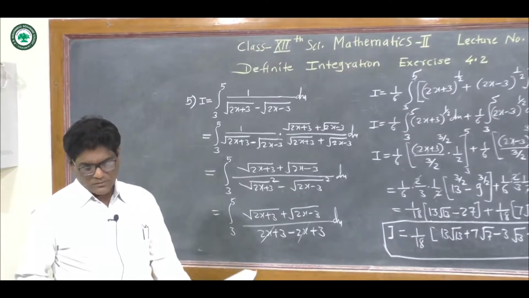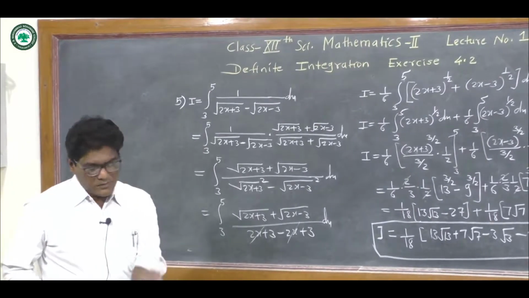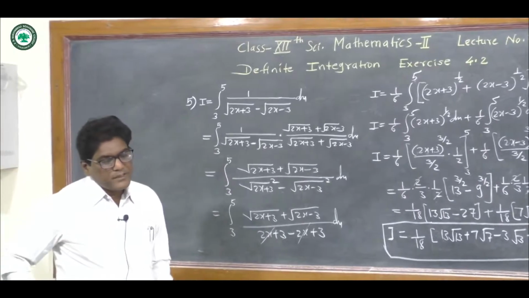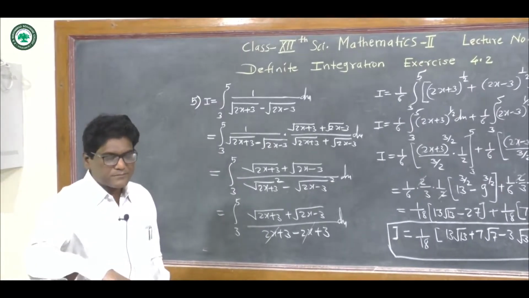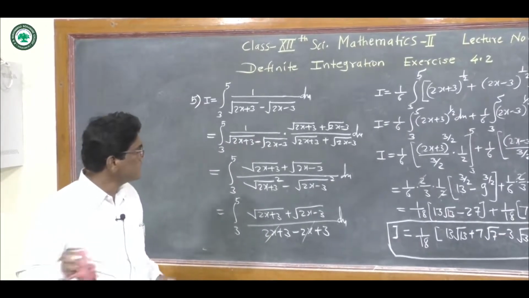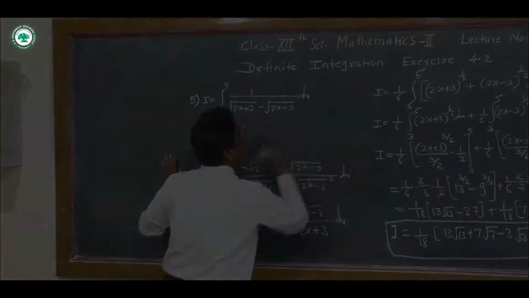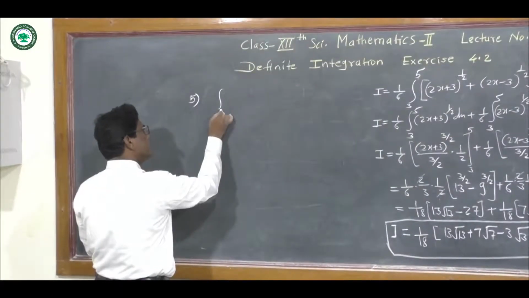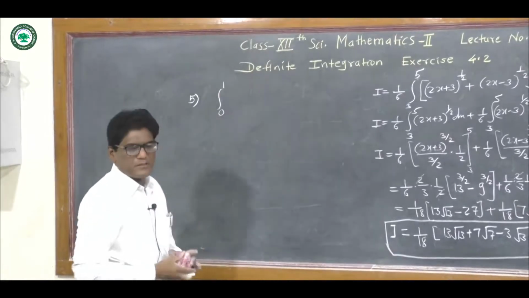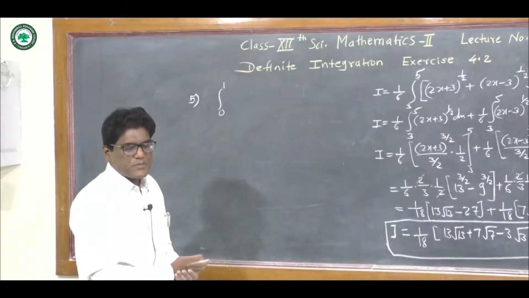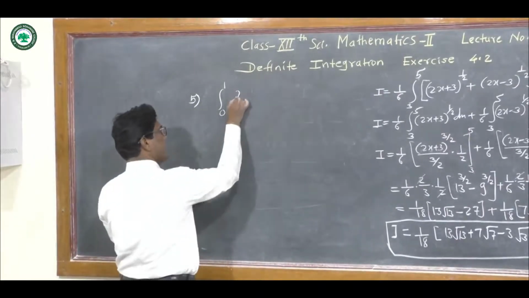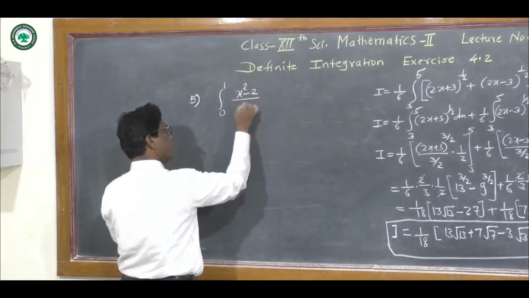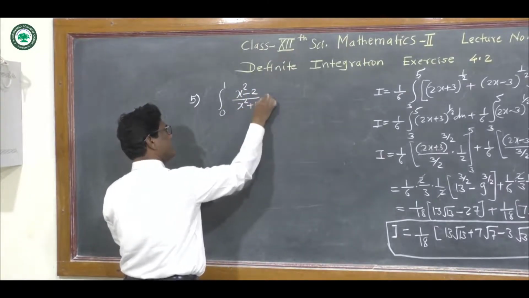Now next problem, sixth problem, integration from 0 to 1 of x square minus 2 upon x square plus 1 dx.